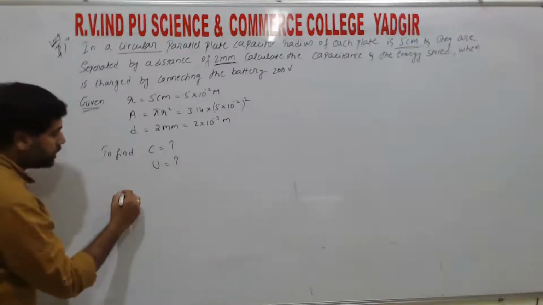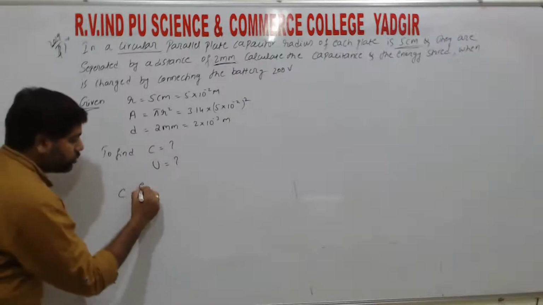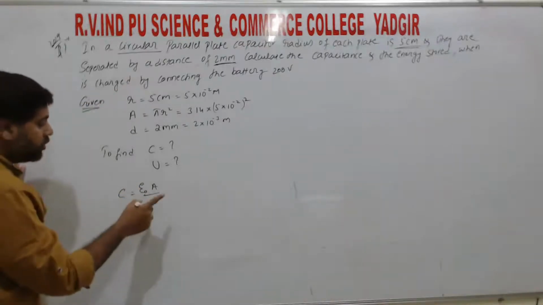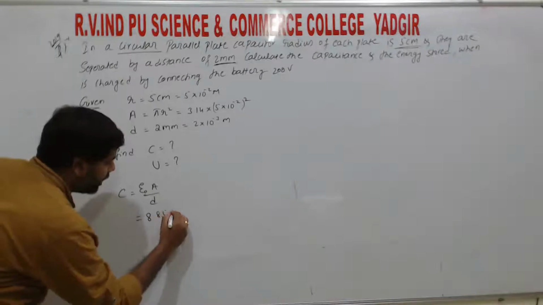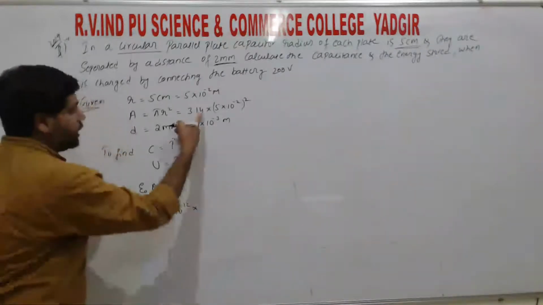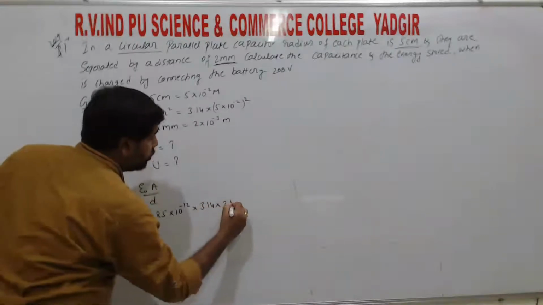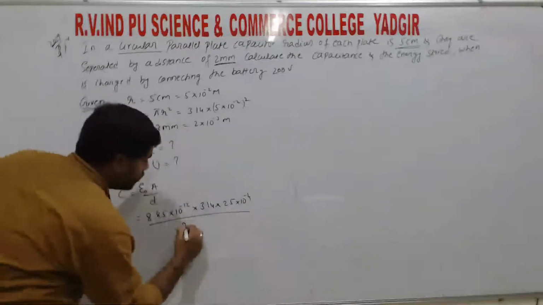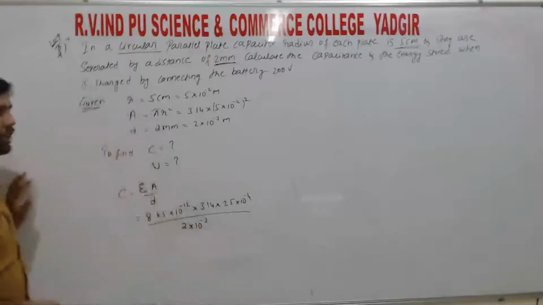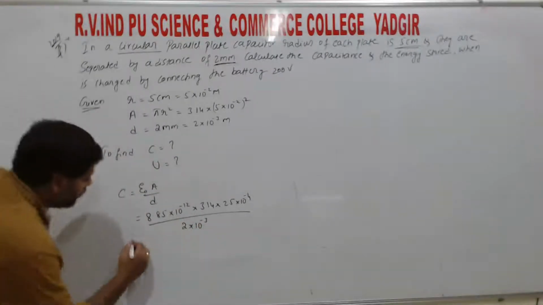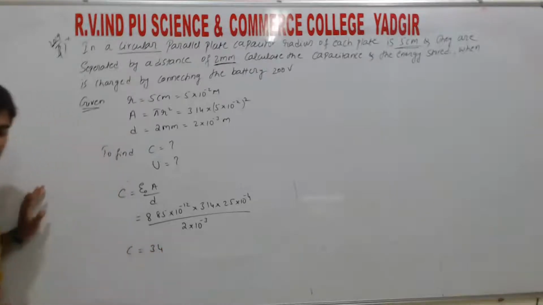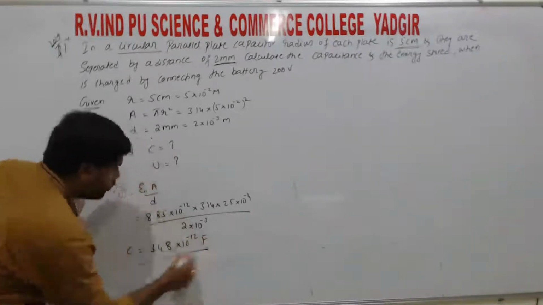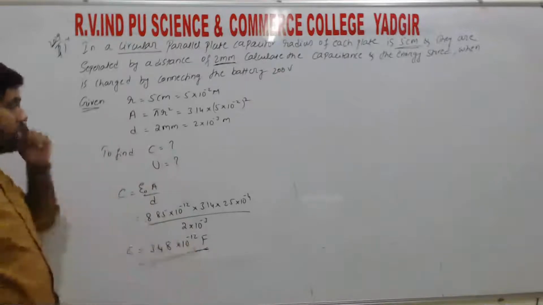So we know the formula for the capacitance of a capacitor, C is equal to epsilon naught A by d. Here they placed it in an air medium, hence K value is 1. Substitute the values: 8.85 into 10 to the power of minus 12 into 3.14 into 25 into 10 to the power of minus 4 divided by the distance of separation, 2 into 10 to the power of minus 3 meter. If we simplify this, we get capacitance C is equal to 34.8 into 10 to the power of minus 12 farad. So the unit is very important, it carries 1 mark.